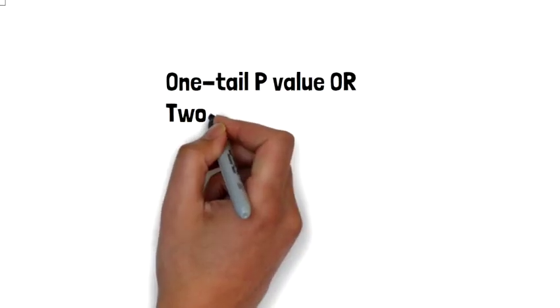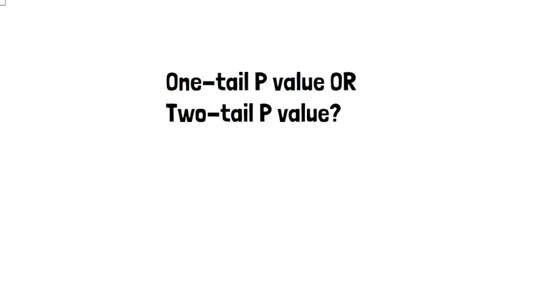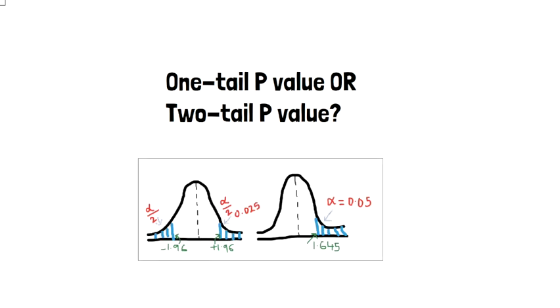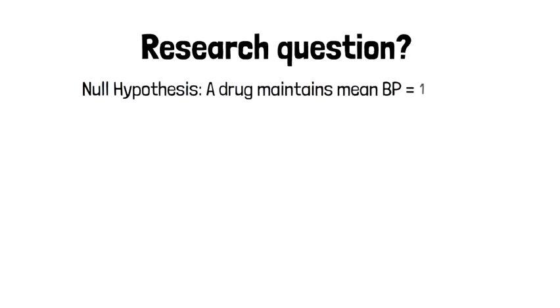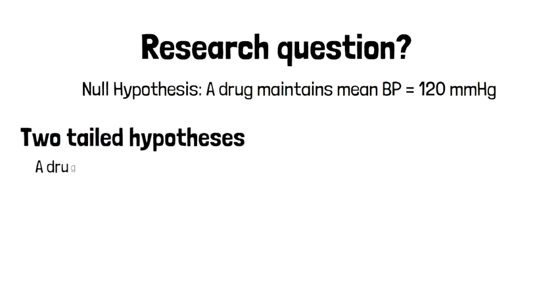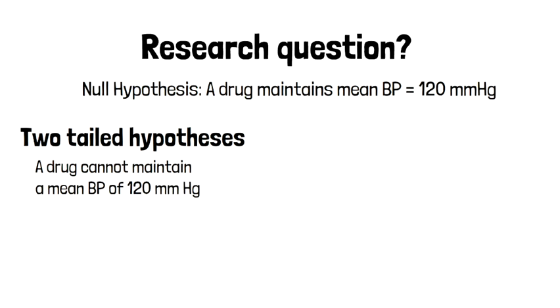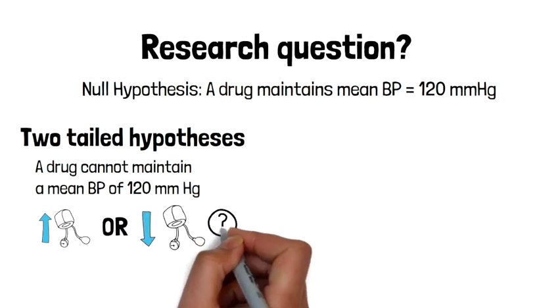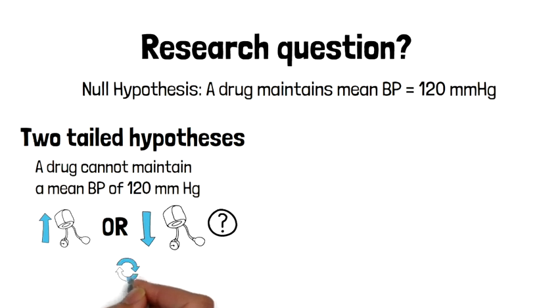A researcher has a choice to choose one-tailed p-value or two-tailed p-value. For this, you need to see your research question. For example, if your null hypothesis is that a drug maintains mean blood pressure equal to 120 millimeters of mercury, the two-tailed hypothesis will be a drug cannot maintain the mean blood pressure of 120 millimeters of mercury, and it will evaluate both directions, that is, it could either increase or decrease the mean blood pressure.